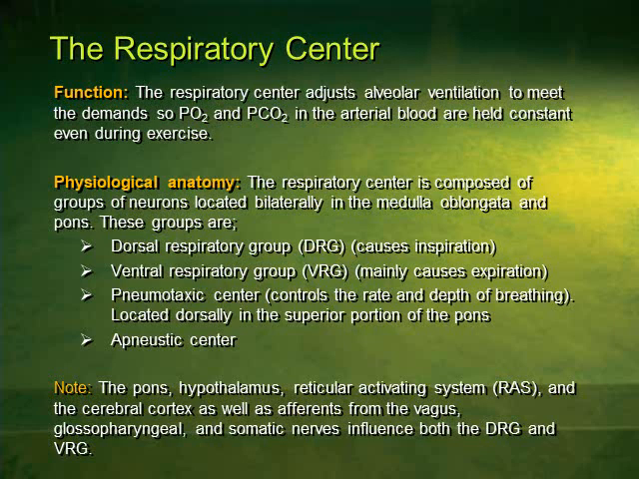There is an important note I would like you all to note. The pons, the hypothalamus, the reticular activating system, and the cerebral cortex, as well as afferents from the vagus, glossopharyngeal, and somatic nerves, influence both the dorsal and ventral groups of the respiration.